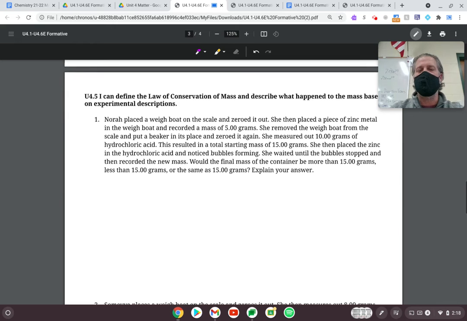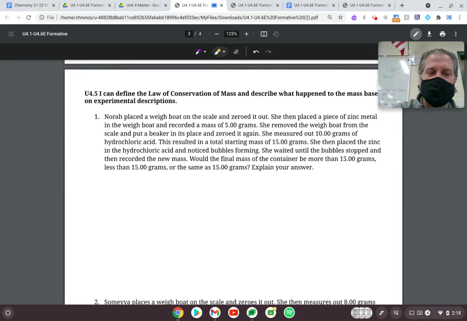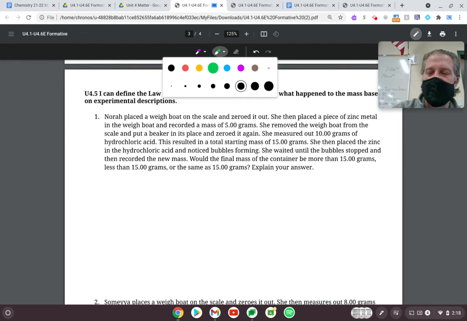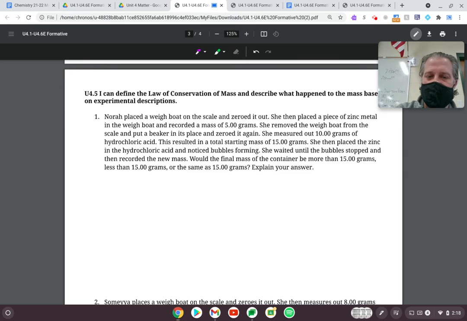Then we talked about the law of conservation of mass. So we have this person, Nora here, who placed a weigh boat on the scale and zeroed it out. They put some zinc in there and recorded a mass of 5 grams. They removed the weigh boat and put a beaker on there, zeroed again, and measured out 10 grams of hydrochloric acid. So their total starting mass was 15 grams.